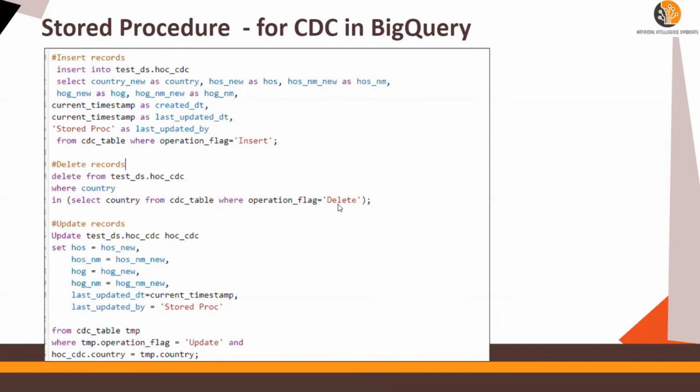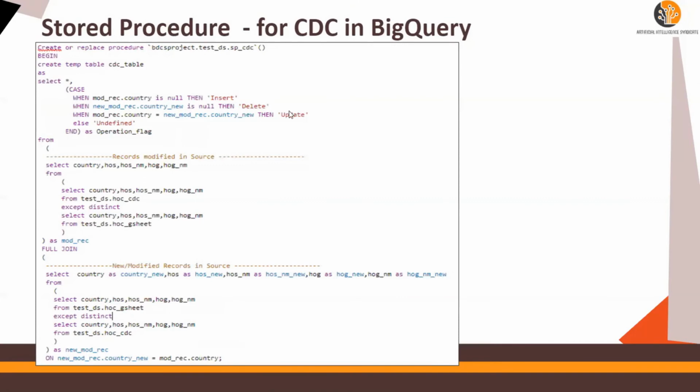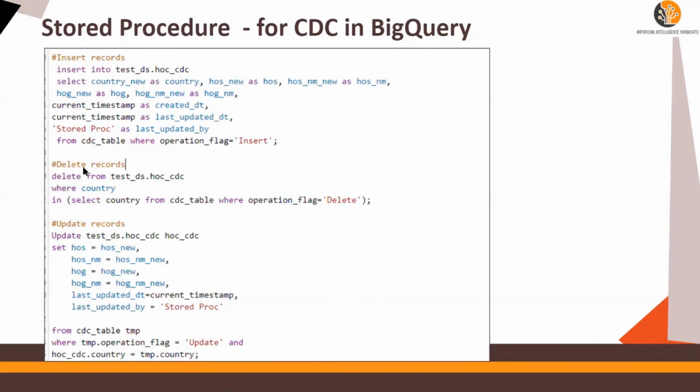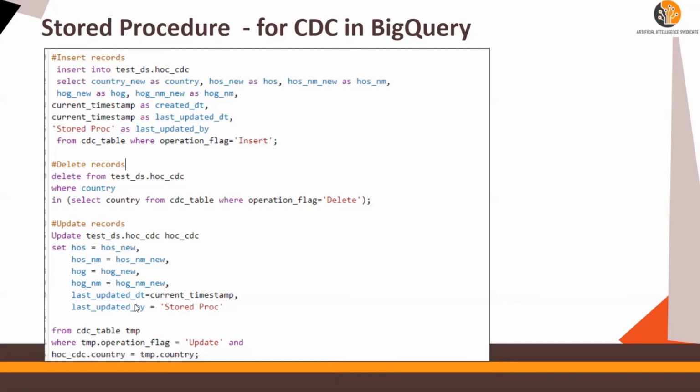For deletion, very simple. Find out the operation flag which is delete. Remember the operation flag in the last slide here. The operation flag was set to insert, delete, or update based on whether the data is null or not. If you look at it, you'll find it out. Next is update records. Update the table, and I'm joining with the CDC temp table where the operation flag is update. And please note that I'm only updating the last update date and last update by, not touching the created date.